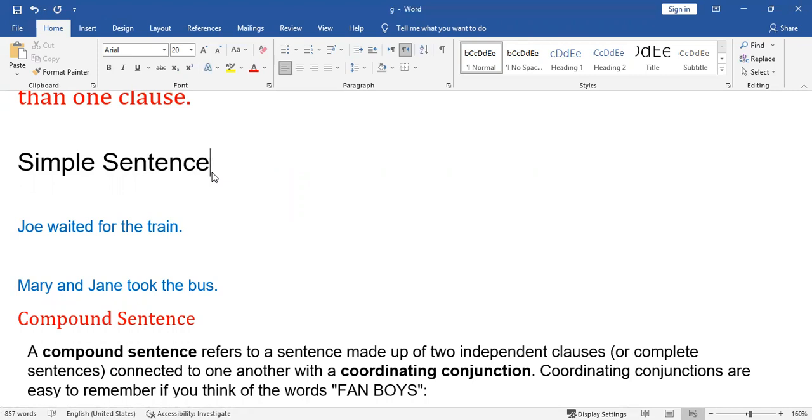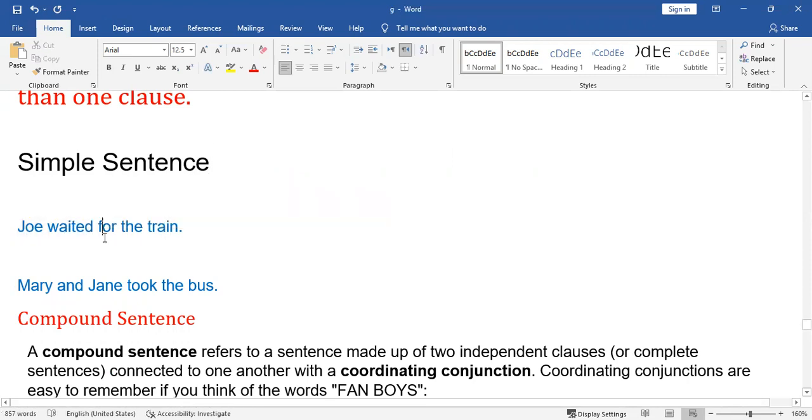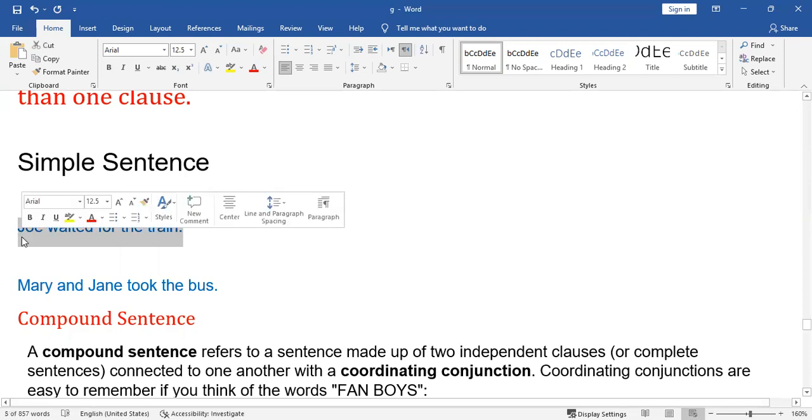Joe waited for the train. Joe is the subject, waited is the verb. For the train is a prepositional phrase. Okay? طيب يبقى هنا مفيش أي conjunction يربط ما بين الclauses. هي just one clause. This is called a main clause or independent clause. Okay? So the simple sentence contains only one independent clause.